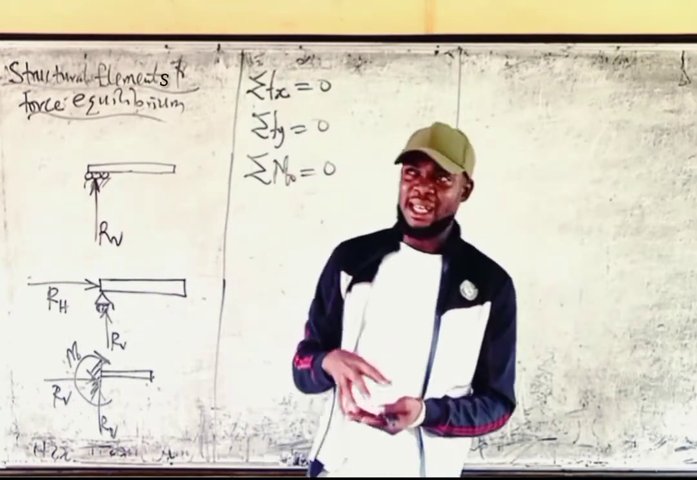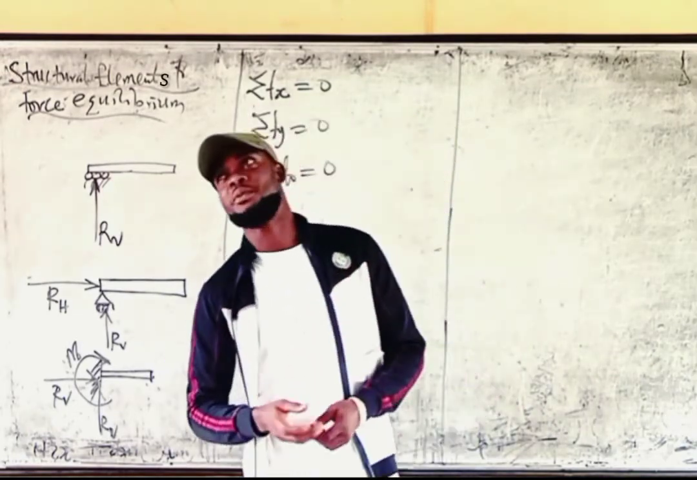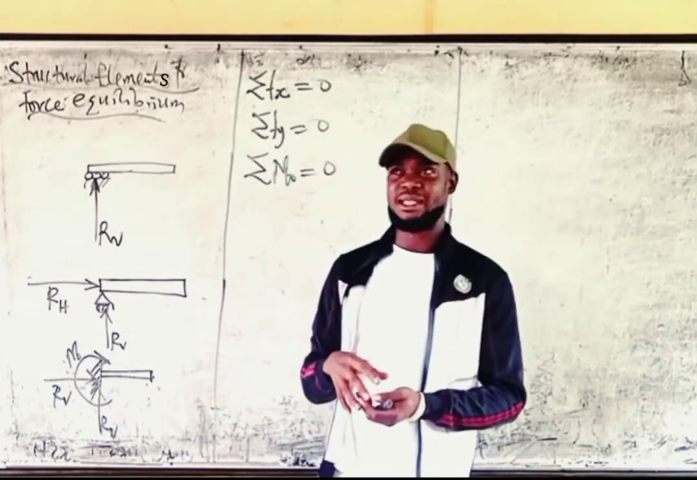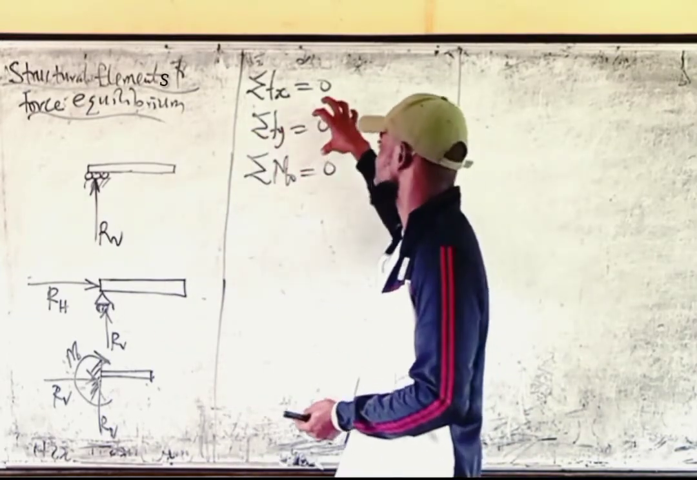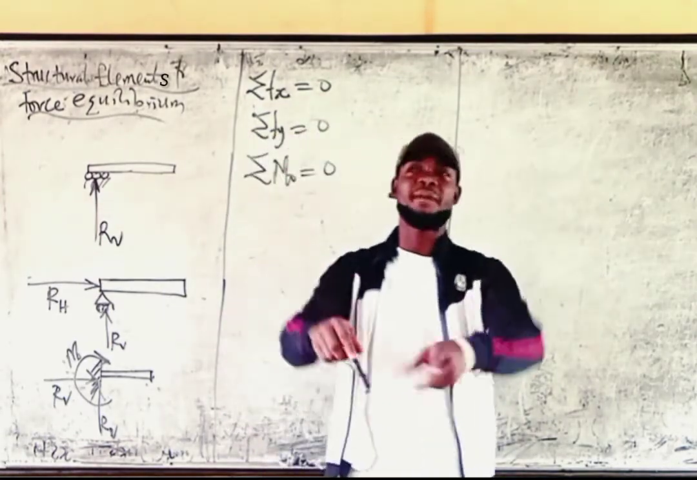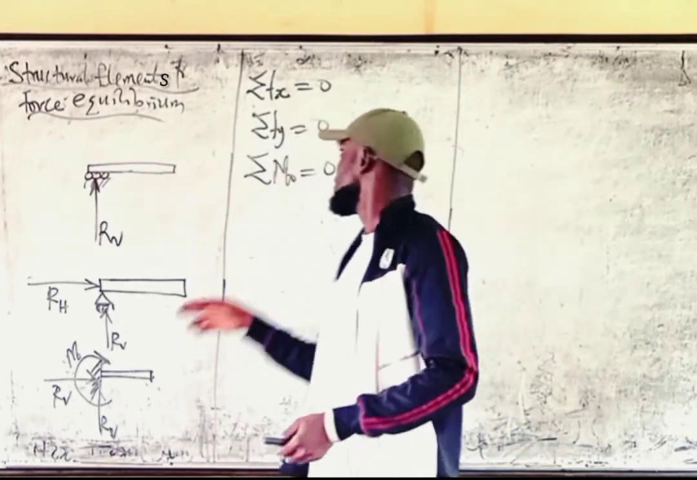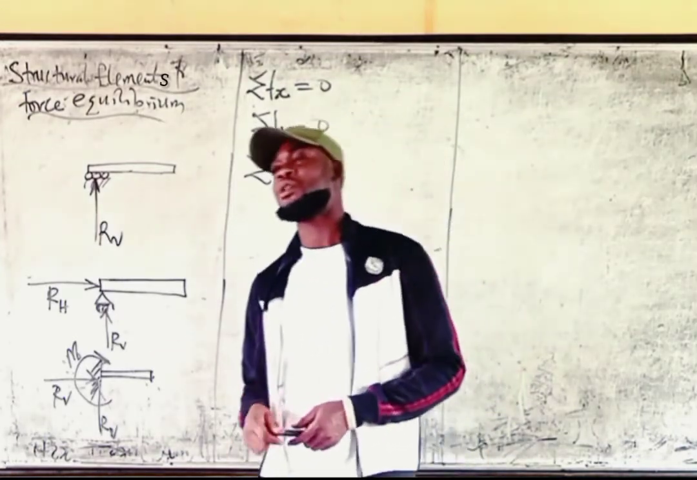So any problem these three equations cannot solve is called an indeterminate problem. For a problem to be determinate, it must be able to be resolved using the static equilibrium equations. Indeterminate problems or indeterminate structures are structures that cannot be resolved using the static equilibrium equations.